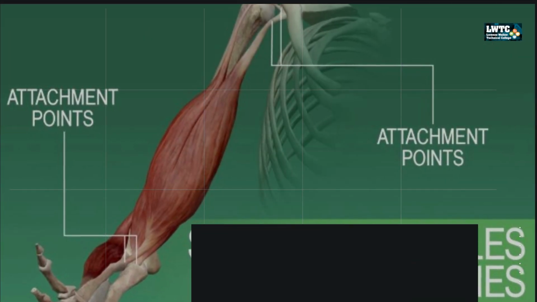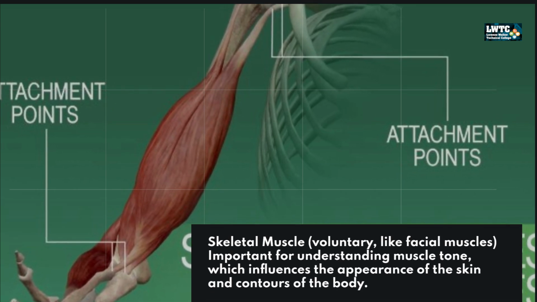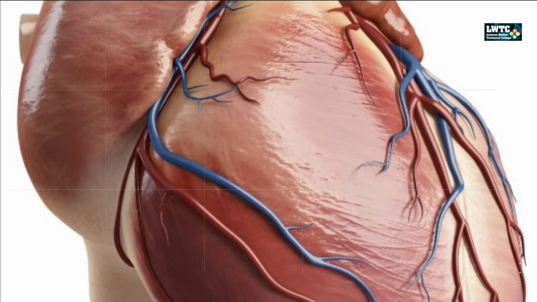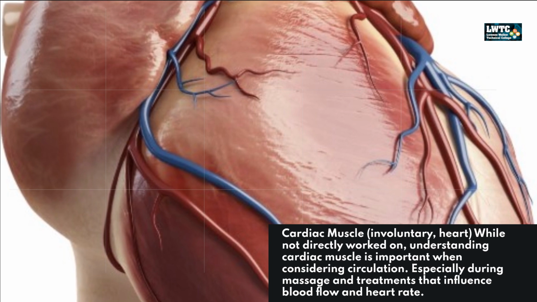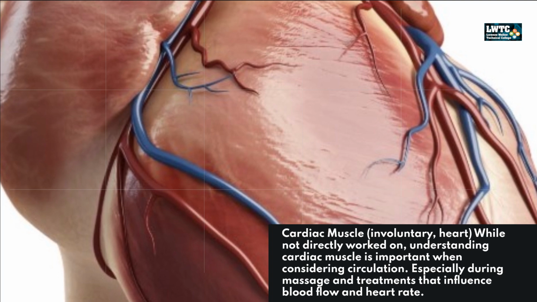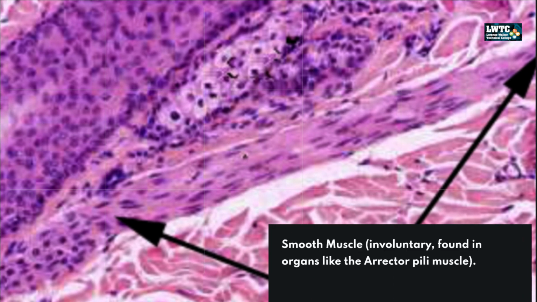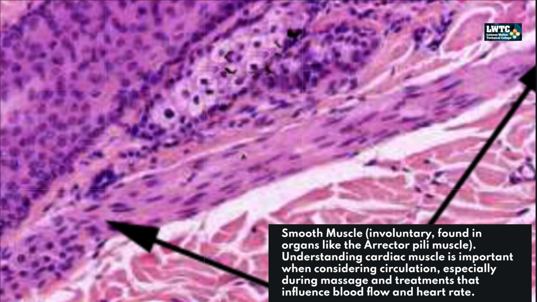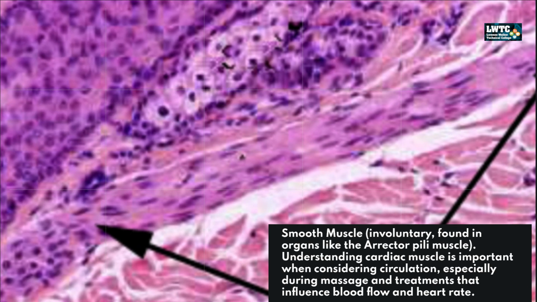Skeletal muscle, voluntary, like facial muscles, important for understanding muscle tone, which influences the appearance of the skin and contours of the body. Cardiac muscle, involuntary, heart, while not directly worked on, understanding cardiac muscle is important when considering circulation, especially during massage and treatments that influence blood flow and heart rate. Smooth muscle, involuntary, found in organs like the erector pili muscle.